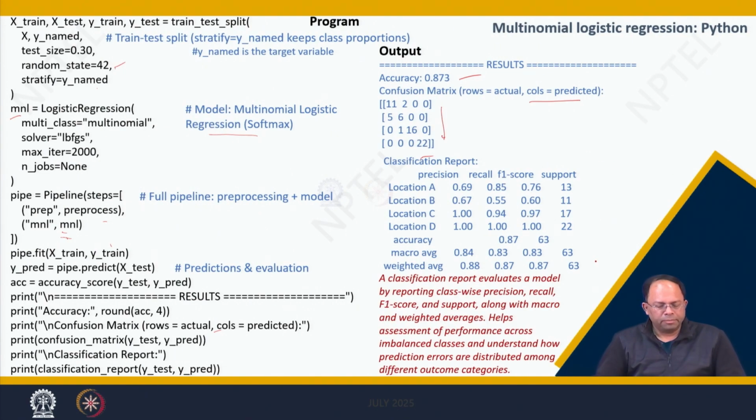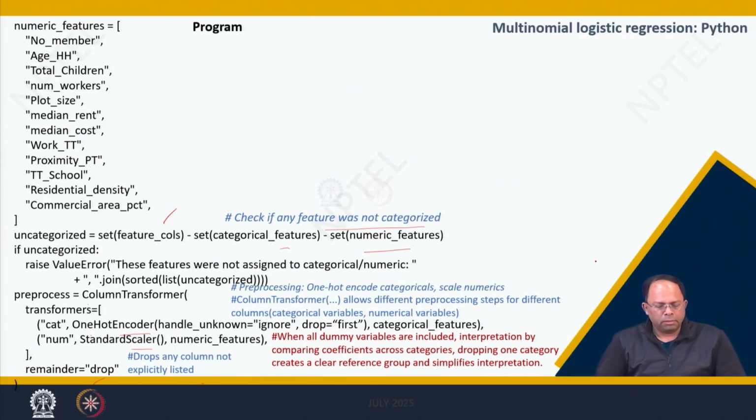And earlier, you can see that when we were using the one-hot encoder, we used drop equal to first. When all dummy variables are included, interpretation is done by comparing coefficients across categories. Dropping one category creates a clear reference group and simplifies interpretation. So that is what we have also done over here.